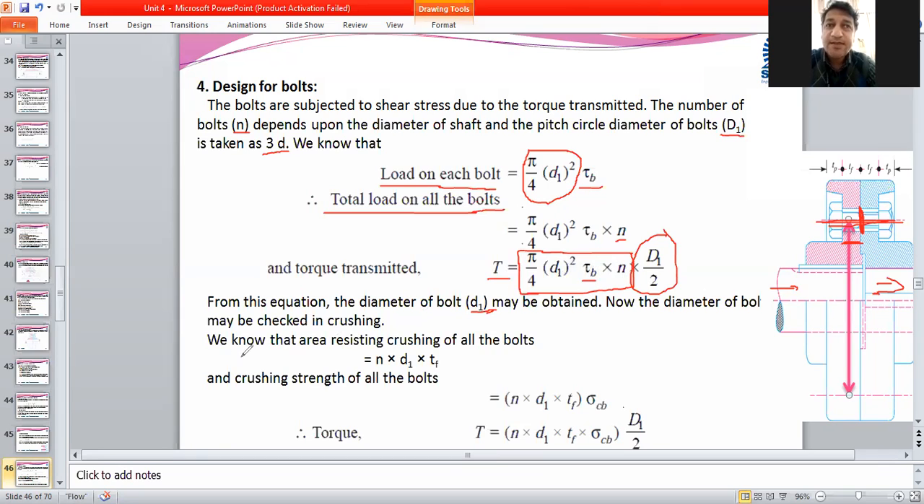Now we know that we have to check it for crushing also, because this bolt is inside the flange, and the flange will apply a compressive or crushing load on the bolt periphery. So we have to check whether this bolt is capable of sustaining these crushing or compressive stresses.